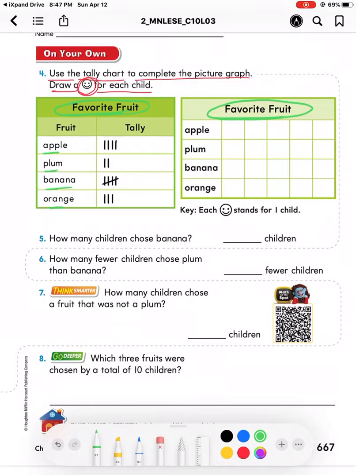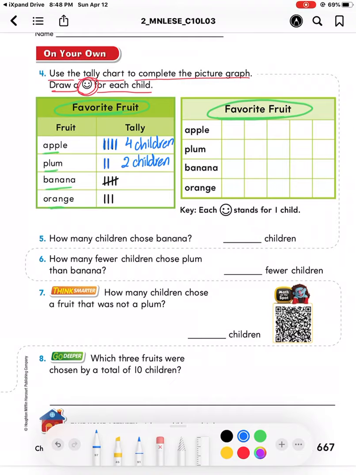Now, let's try to read the tally chart first. Let's start with the apple. How many children like apple or choose apple as their favorite fruit? Let's count. 1 tally, 2, 3, and 4. So here I got 4 tallies or 4 tally marks, which means how many children? 4 children. Now here for the plum, how many? Let's count. 1, 2. So we got 2 children who consider plum as their favorite fruit.